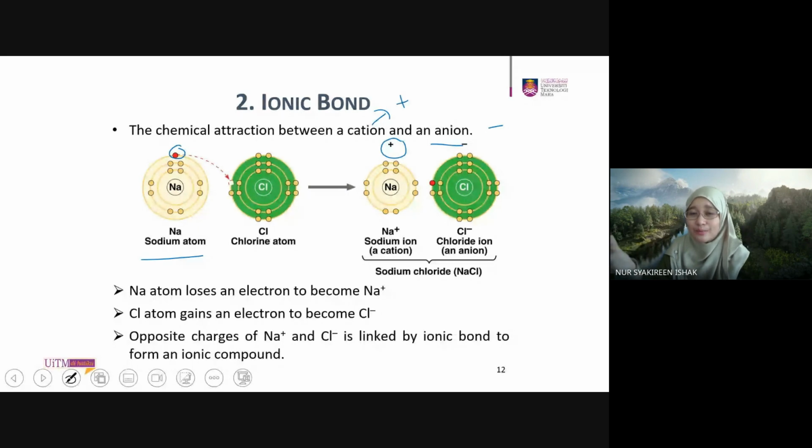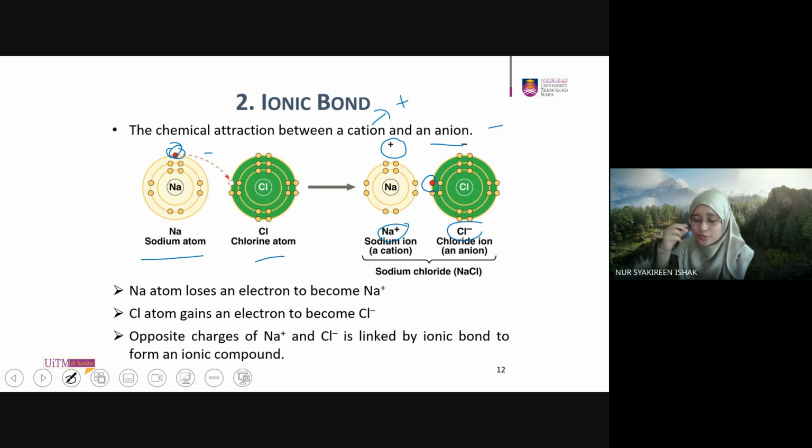It has one positive charge. Okay, Na plus. As for the chloride atom, as you can see, it has 7 valence electrons. It has to find another electron, which is gained from the electron of the sodium. So it makes the chloride ion gain one extra electron, so the chloride ion has a negative charge, Cl negative.